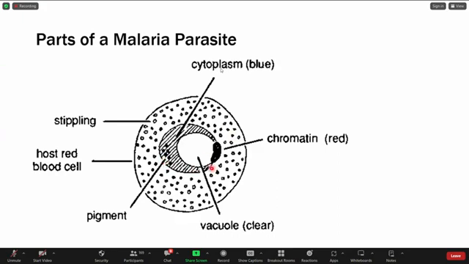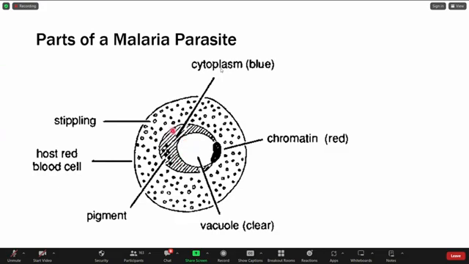This red dot in malaria microscopy, we call it a chromatin dot. Then the surrounding eccentric feature that is normally blue is what we call the cytoplasm of the malaria parasite. Then between the cytoplasm and the red chromatin dot, there is an unstained area, what we call the vacuole. That is the basic structure of a malaria parasite.